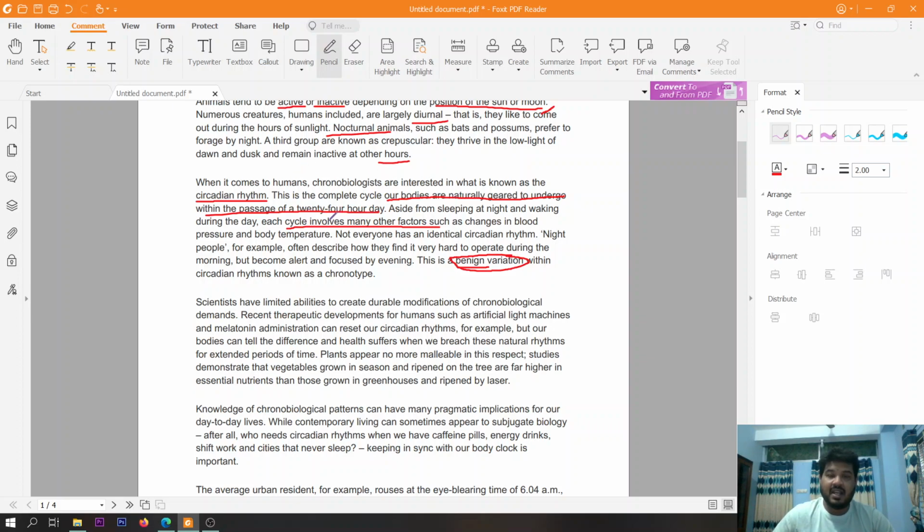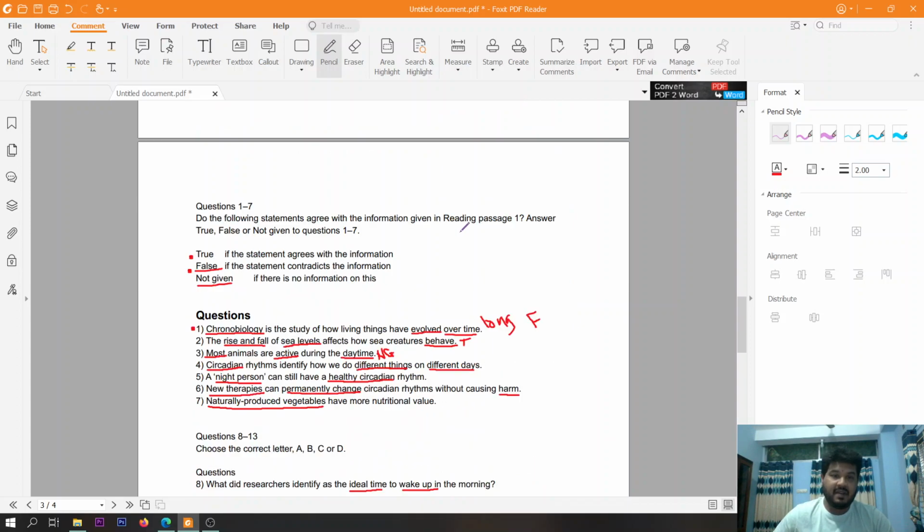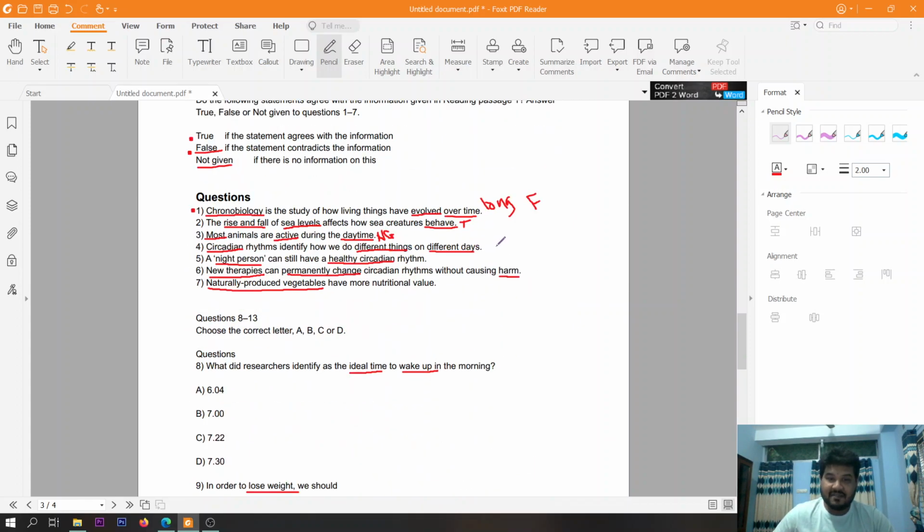Rather, this is a very benign change, and basically it's remaining the same. So you see that our bodies are naturally geared to undergo it within the passage of 24 hours. So it is not defining what we do every single day. It is basically just a normal rhythm that we have. Well, different people have different rhythms, but it is not defining what we do on different days. So here the answer is false.